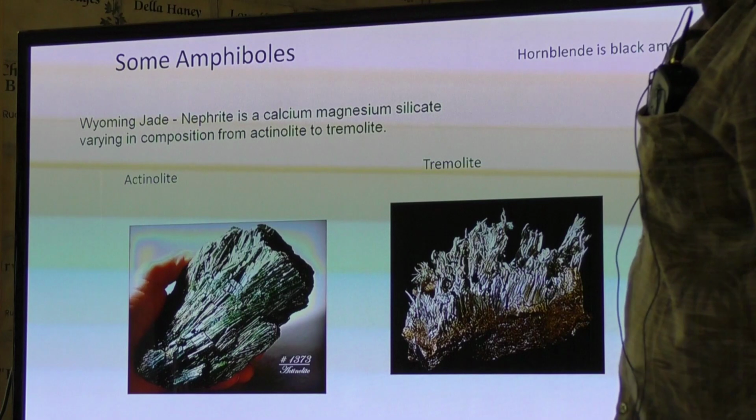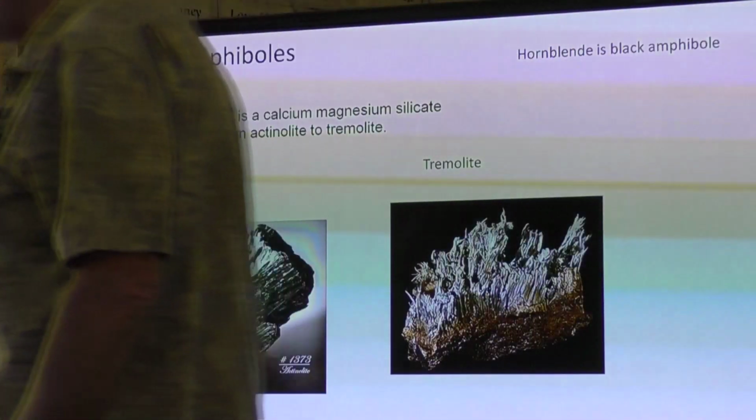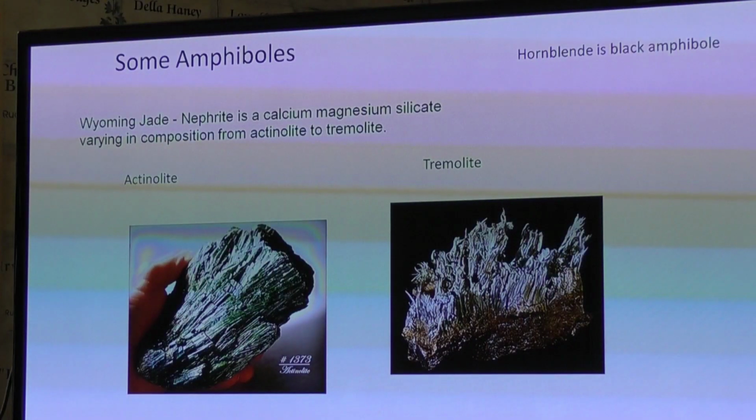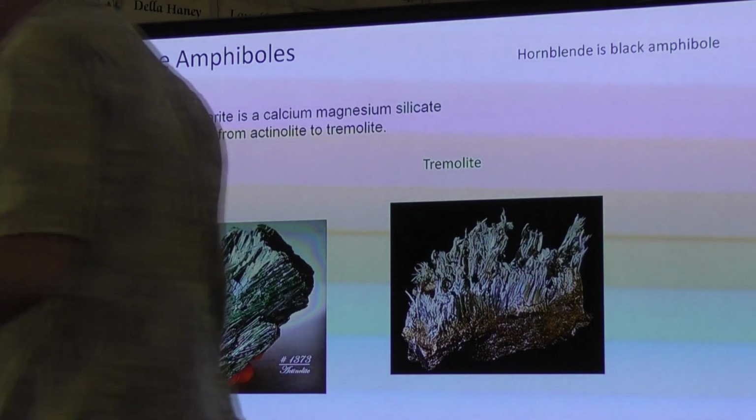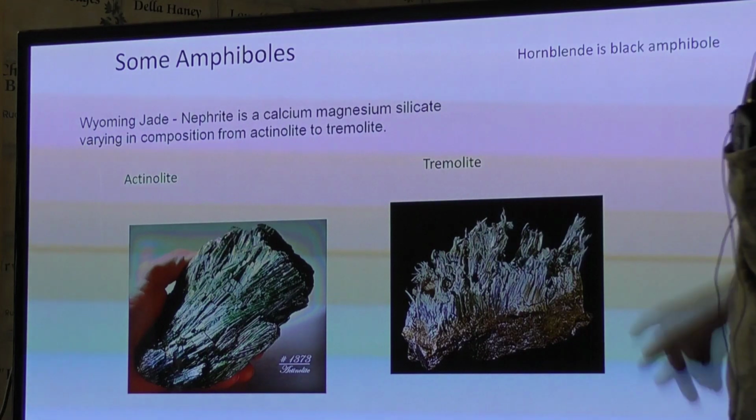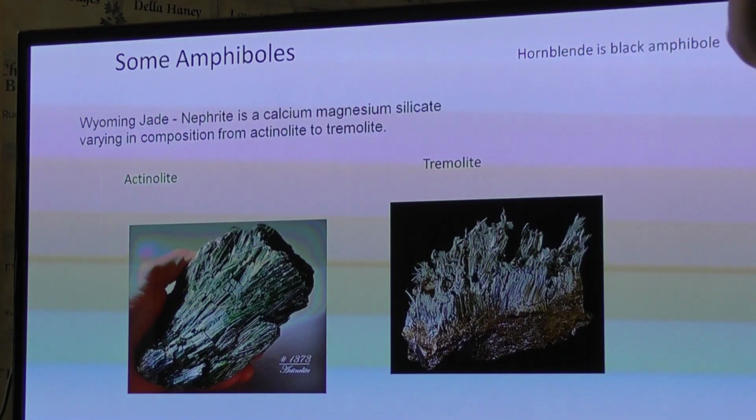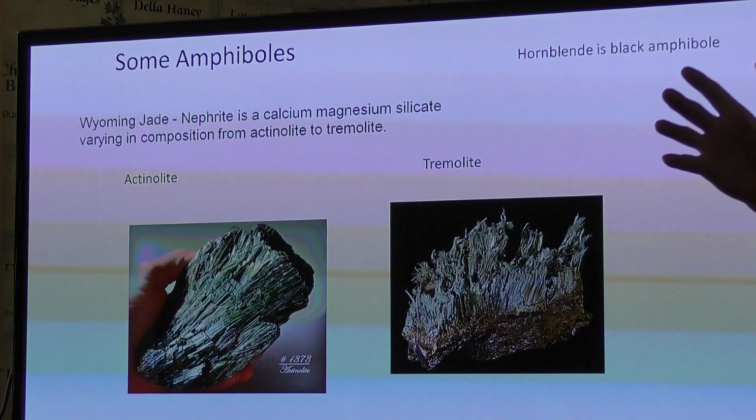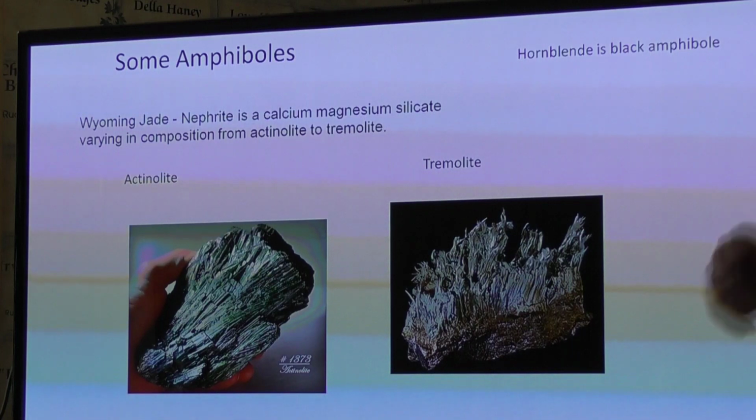Here's some amphiboles from Wyoming, and there it is. I have a piece of Wyoming jade. It's an amphibole. And hornblende that you see in a lot of the white and black rocks. A lot of the black is hornblende. It's an amphibole.